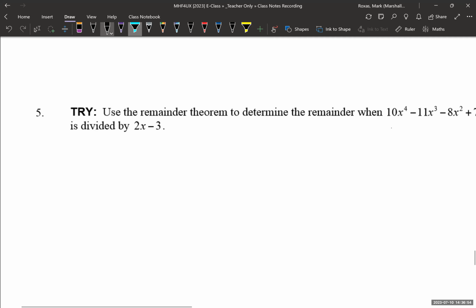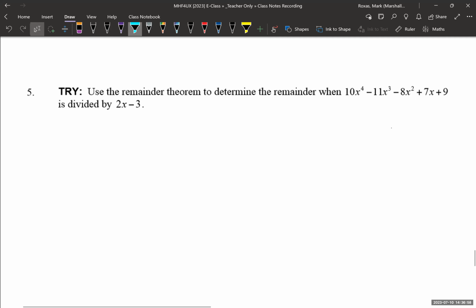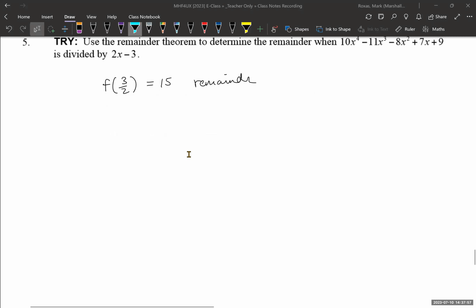And number 5, give this one a try. Use the remainder theorem to determine the remainder when this is divided by 2x minus 3. Pause the video, try it out, and come back. We'll get the answer. Okay, so hopefully you had a chance to do it and recognize that the b over a value we're looking at is 3 over 2, and you plug that into the function, you get the answer 15, which is your remainder, and that's using the remainder theorem. Okay, so I didn't show all the work here for that, but here's the answer.